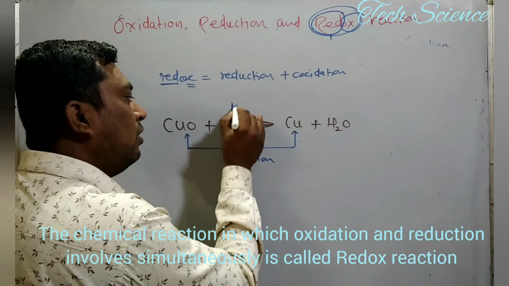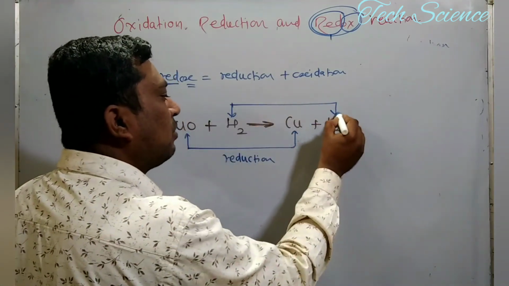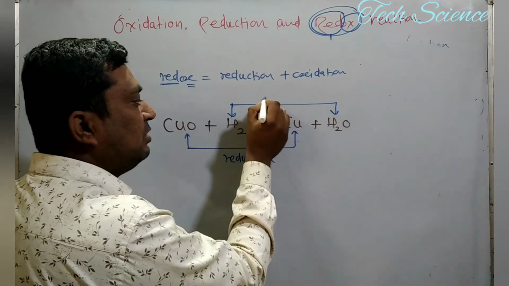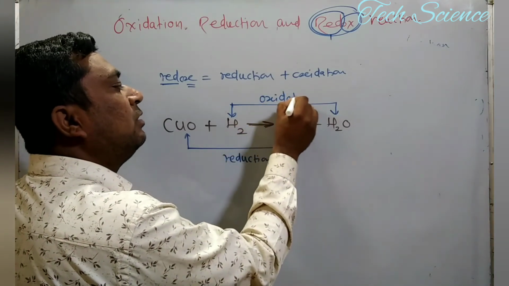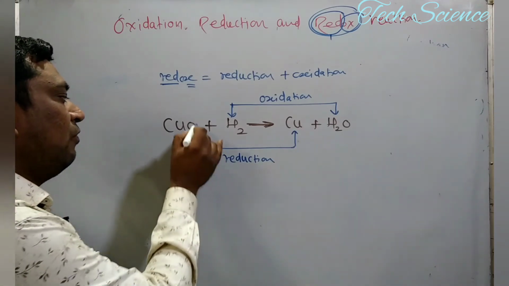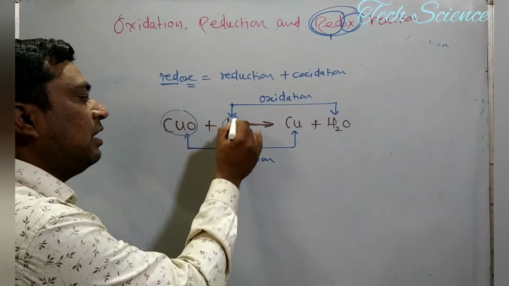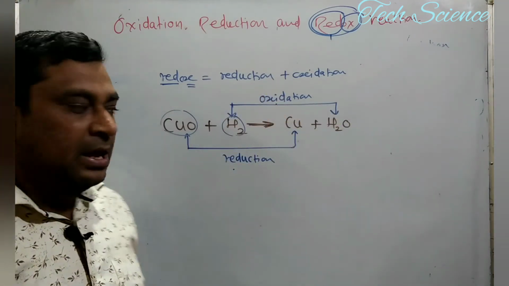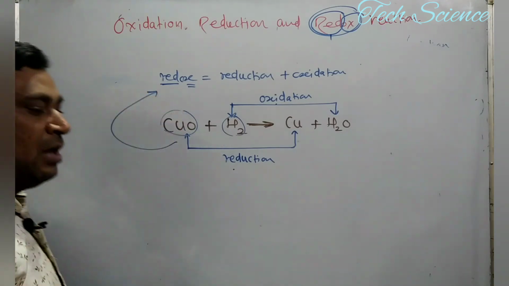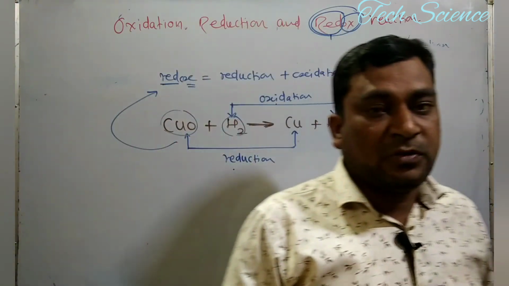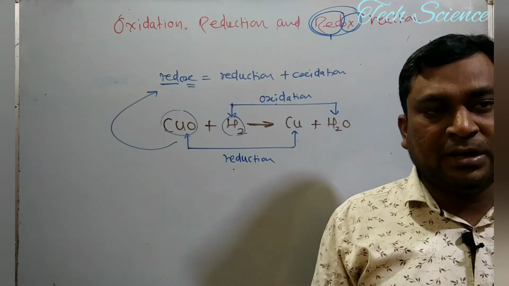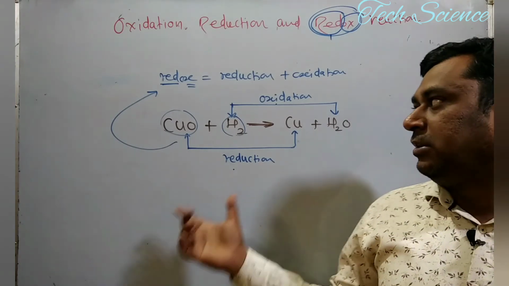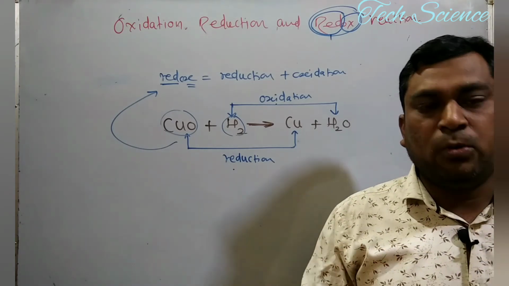And the H2 combines with the oxygen present in the CuO and forms a water molecule. This H2 gains oxygen, and gain of oxygen is oxidation. So observe here, one reactant gets reduced and one reactant gets oxidized. Reduction and oxidation both happen simultaneously, and that's why such reactions are called redox reactions. So today we discussed three types of reaction: the oxidation reaction with example, the reduction reaction with example, and the redox reaction with example. I hope you understood the video.